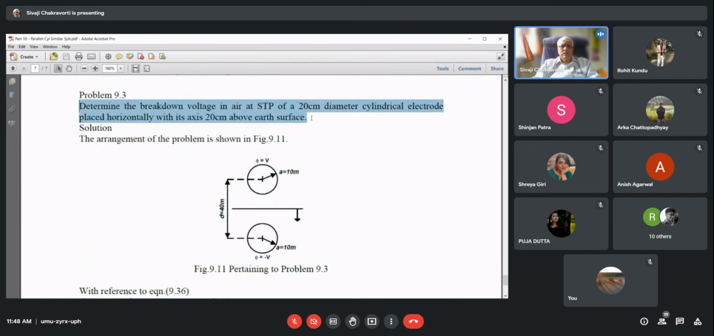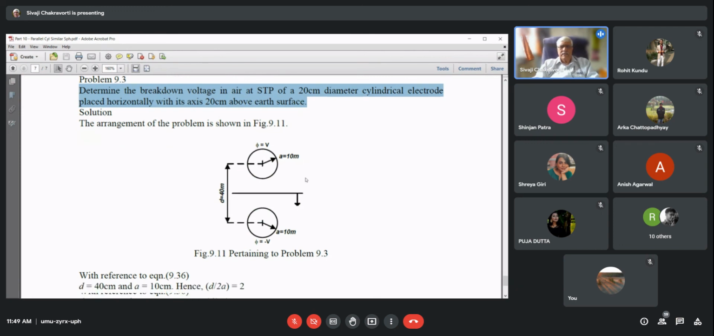Another problem: determine the breakdown voltage in air at STP of a 20 centimeter diameter cylindrical electrode placed horizontally with its axis 20 centimeter above the Earth's surface. Here it is not two cylinders, but since we are saying Earth's surface, naturally there will be an image of that. So it will become a parallel cylindrical system, as shown here.